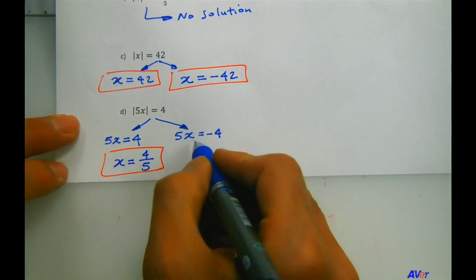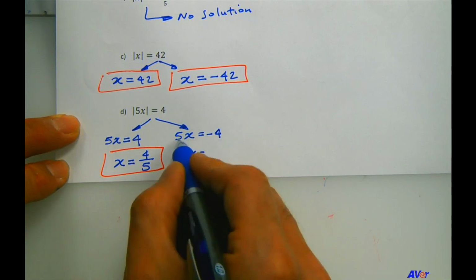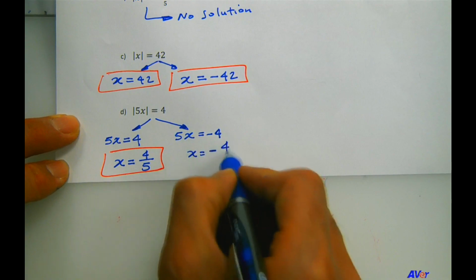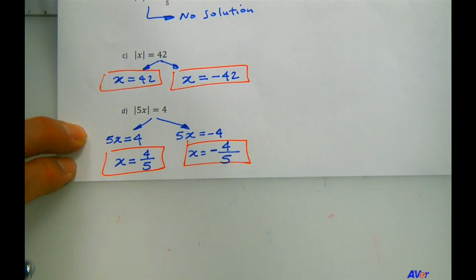From this path, again, we isolate x by dividing both sides by 5. So we end up with -4/5. Like that.